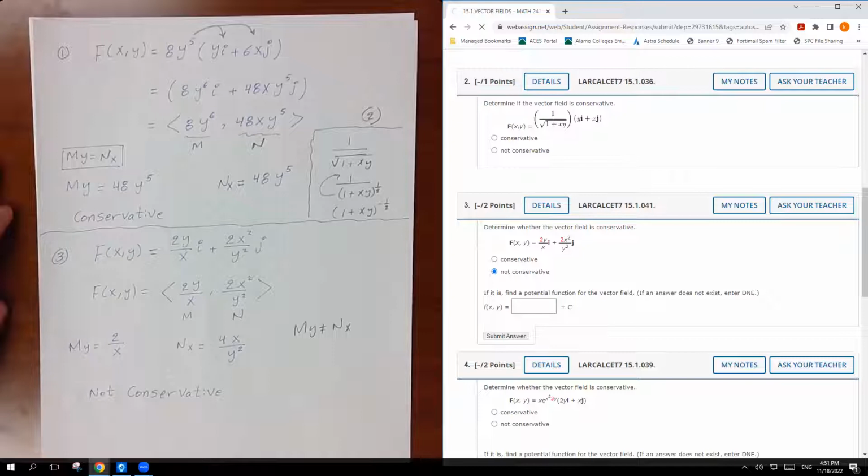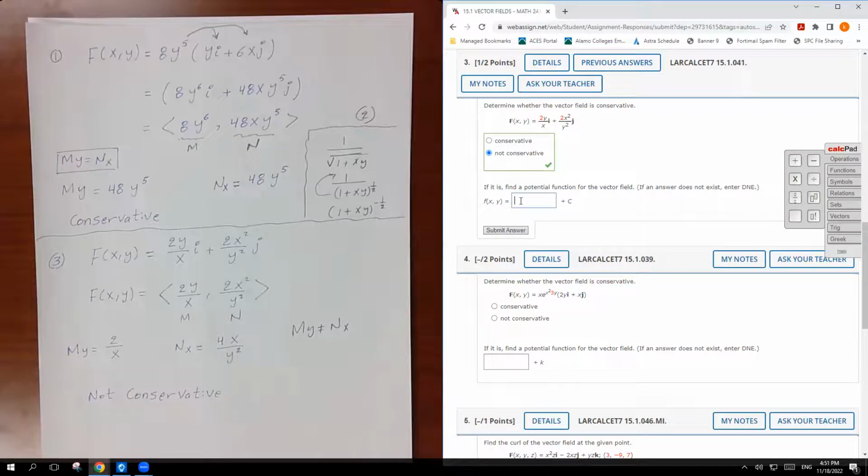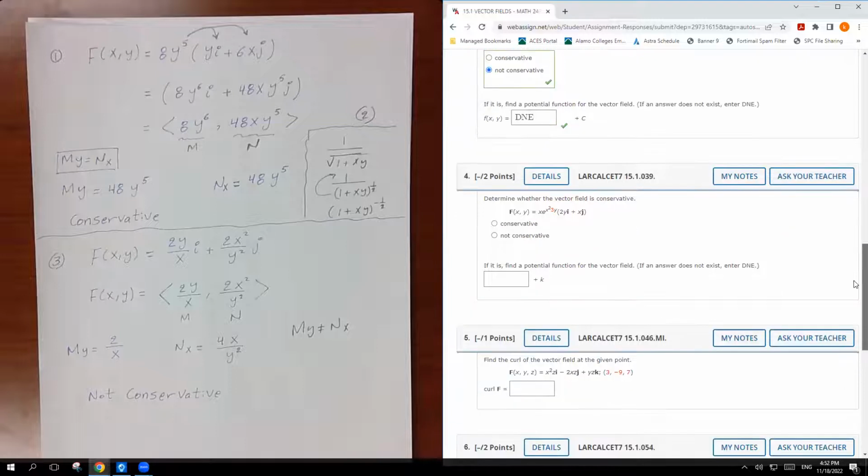Let's check. So we got it right. But if it is, you have to find the potential function. If it's not, we have to write down here D and E does not exist. That's it for this example. Let's move to number 4.